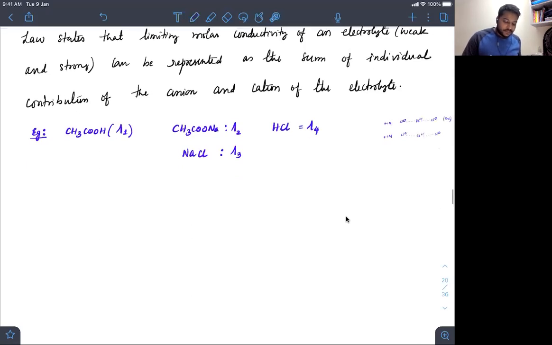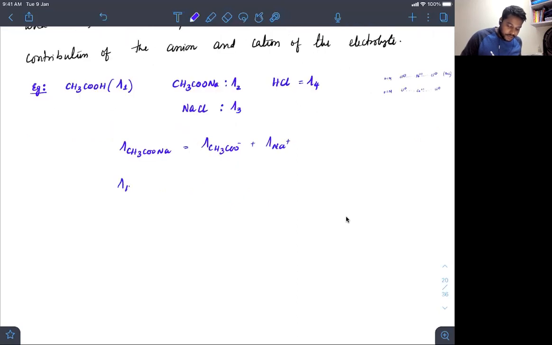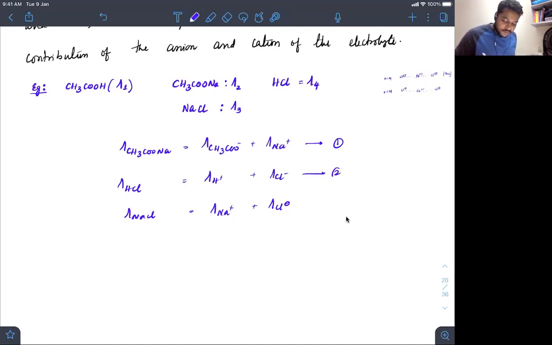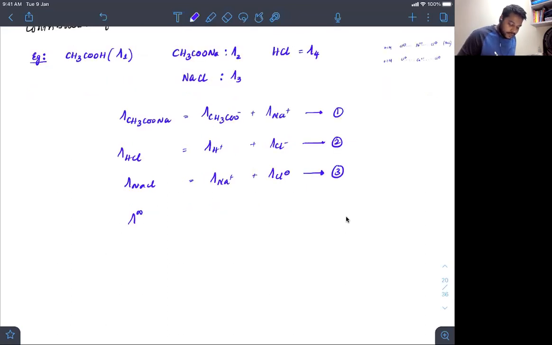ठीक है. Now these three are strong electrolytes, right beta? So at infinite dilution of CH3CONa, इसका वैल्यू आ जाएगा मुझे lambda of CH3CO minus plus Na plus, correct? और lambda of HCl, I will get this as lambda of H plus lambda of Cl minus, and lambda of NaCl, I will get this as lambda of Na plus lambda of Cl minus. Let this be equation 1. Let this be equation 2. Let this be equation 3. So and at infinite dilutions, ये सारे infinite dilutions पे ही है.